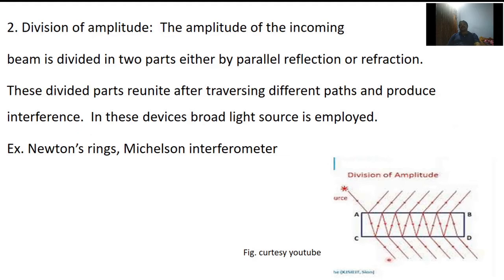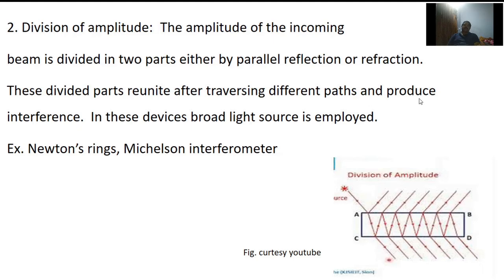Second one, the division of amplitude. Here we use a thin transparent film ABCD of refractive index n to get the division of amplitude. The light from the source falls on the upper surface of the film AB. Part of the light is reflected, part of the light is refracted. Again, the refracted light falls at this point, where a part is reflected and a part is refracted. This process continues until the intensity of light becomes zero.